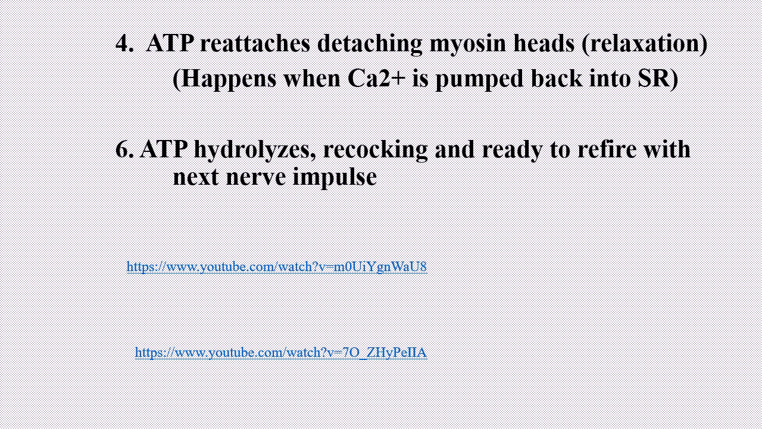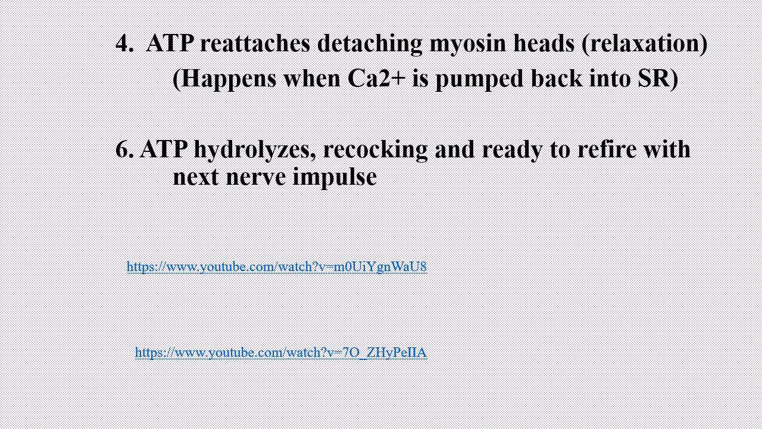Okay, so when ATP comes in and reattaches to the myosin head, that is going to detach it. And so this is when we get the cell starting to relax. So if you think about what's happening here, ATP is going to be used to actively transport the calcium ions back into the sarcoplasmic reticulum. So once the sarcoplasmic reticulum has reuptaken, not very good grammar there, has taken the calcium ions back in, think about what's going to happen there.